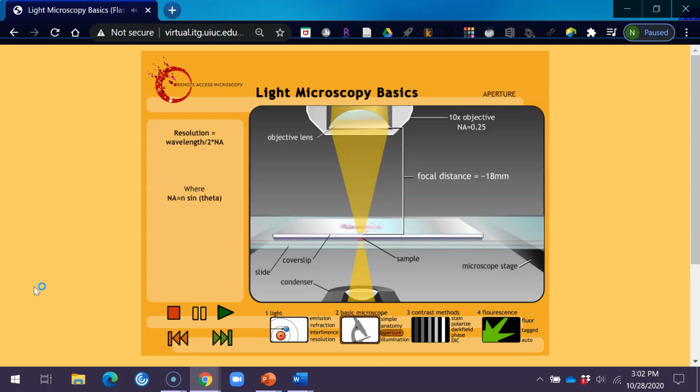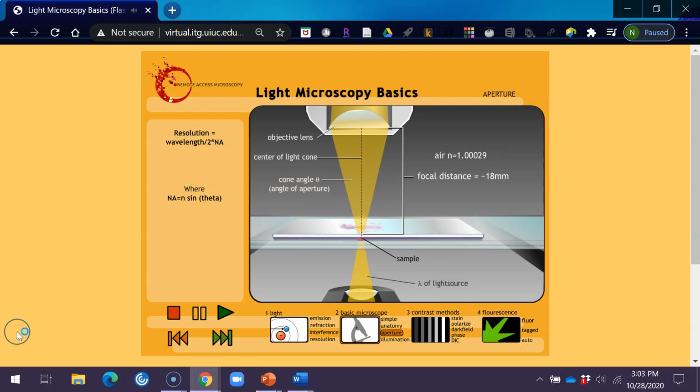The resolution of an optimally designed objective is dependent on a number of factors. 1. The refractive index of the material through which light rays pass between the sample and the microscope objective. 2. The cone angle of the light collected by the objective. And 3. The wavelength of the light used for imaging.